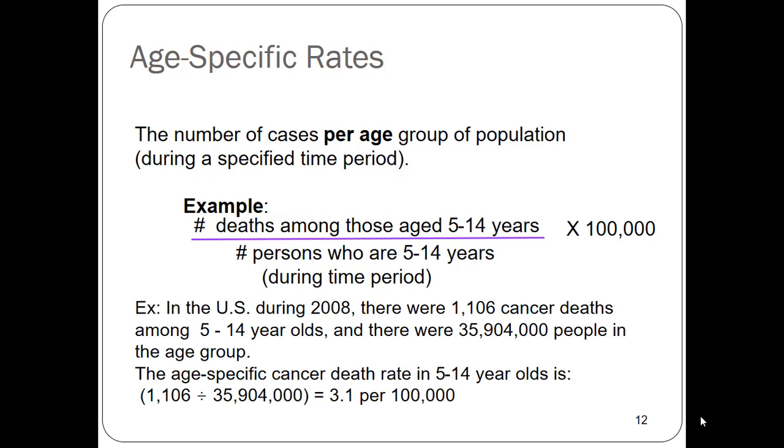In the U.S. during 2008, we had 1,106 cancer deaths among 5 to 14-year-olds, and there were 35,904,000 people in that age group. Thus, the age-specific cancer death rate in 5 to 14-year-olds was 1,106 divided by 35,904,000 to give a rate of 3.1 per 100,000.